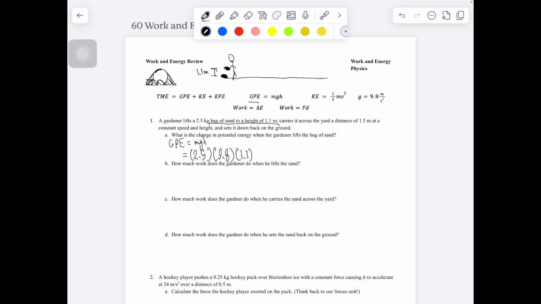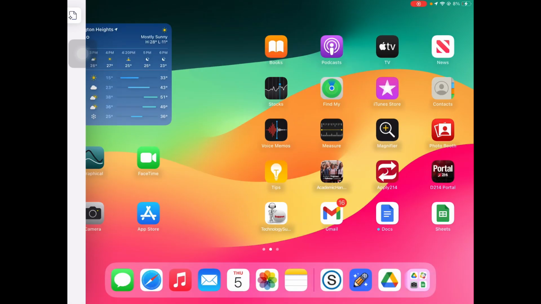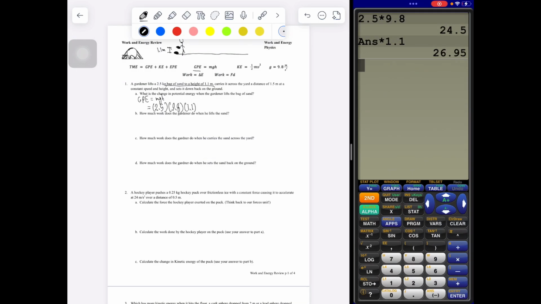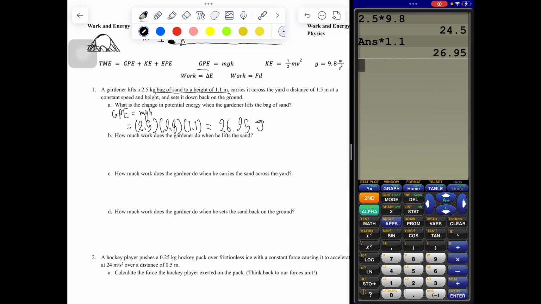So that means if we go ahead and we multiply, let's grab our calculator out. There we go. We are doing 2.5 times 9.8, and we're multiplying that by 1.1. So this gives us an answer of 26.95 joules. Now the unit on that is joules because of course it is an energy, so energy is always joules. Part B, how much work does the gardener do when he lifts the sand?